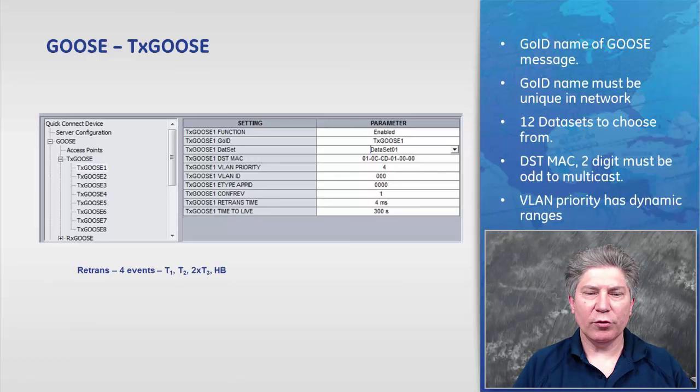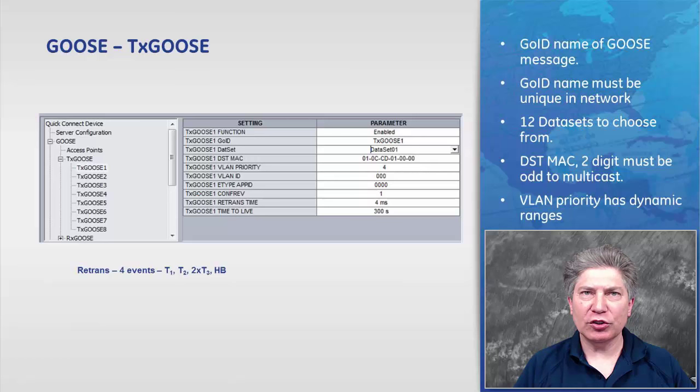I'll skip the VLAN portion. The next part we'll look at is the E-Type app ID. The standard strongly recommends changing from the default value of 0. There's a range for Type 1 fast messages and Type 1A trip messages. So that should be changed.